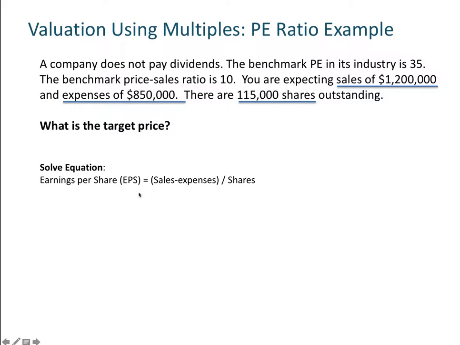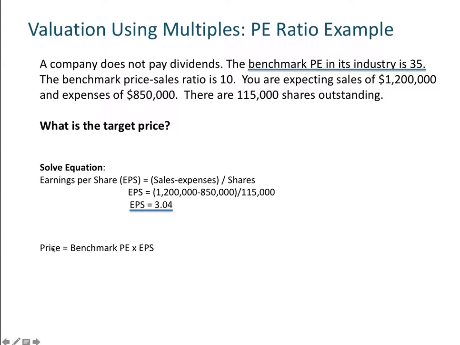Okay, so let's solve the equation. Earnings per share equals our sales minus expenses divided by our shares. Those are our variables. You get an EPS for this company of 3.04. We're getting closer, but we're not there yet. So the price is that benchmark PE, which remember is 35, multiplied by the earnings per share, which we just solved, and that gives you a price of $106.40.